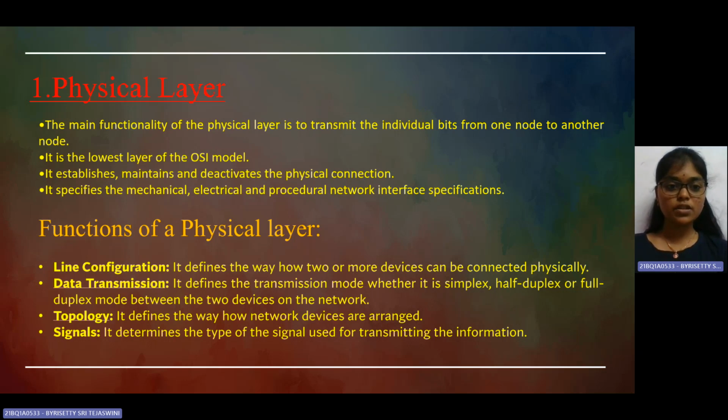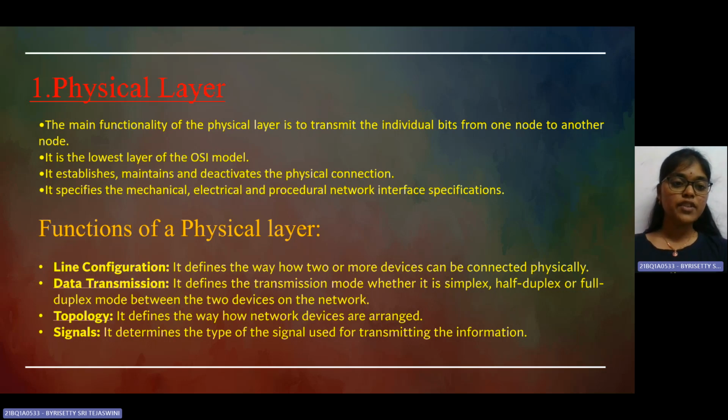What is line configuration? It defines the way how two or more devices can be connected physically. Data transmission. It defines the transmission mode, whether it is simplex, half duplex, or full duplex mode, between two devices on the network. It just defines the transmissions like half duplex, simplex, full duplex.